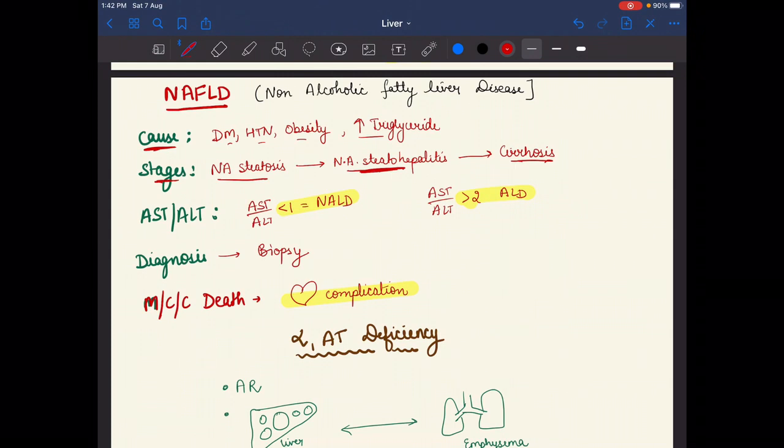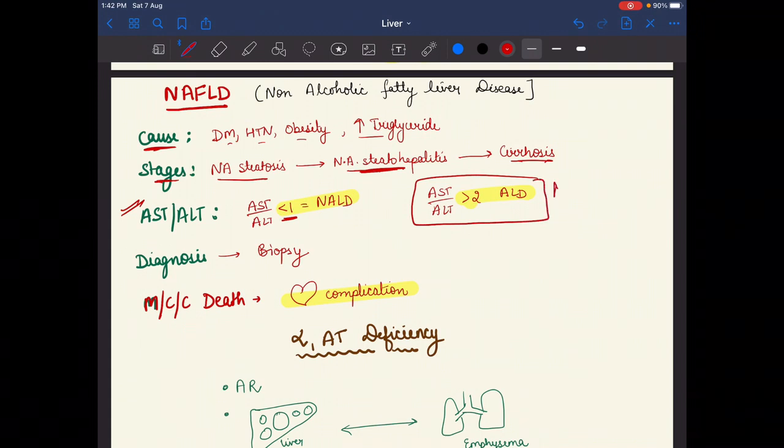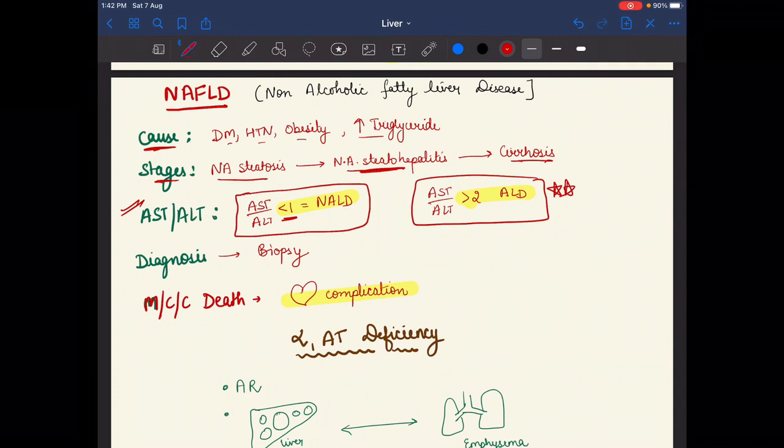So here we check the AST and ALT ratio, and in non-alcoholic fatty liver disease the AST by ALT ratio is less than 1, while in alcoholic liver disease the AST by ALT ratio is more than 2. Please remember this is the differentiating point between alcoholic and non-alcoholic liver disease: in alcoholic liver disease the ratio is more than 2, while in the non-alcoholic the ratio is less than 1. Now for diagnosis we do the biopsy, and the most common cause of death in non-alcoholic liver disease is heart complication.